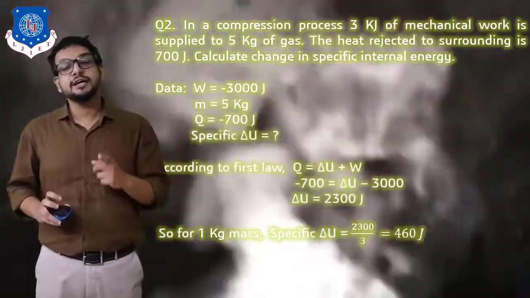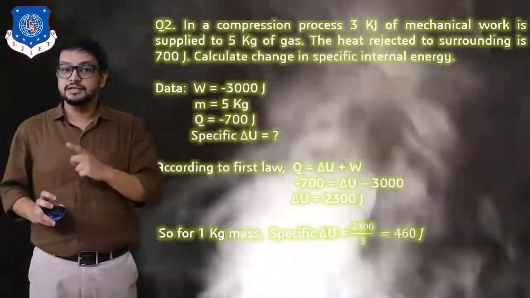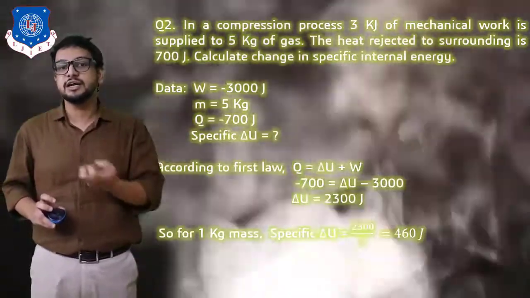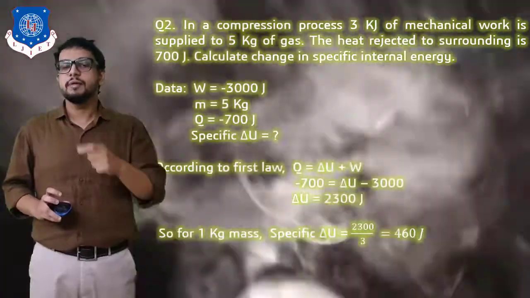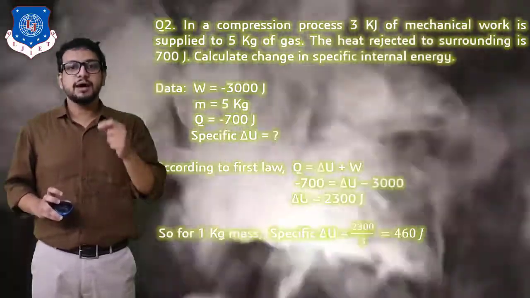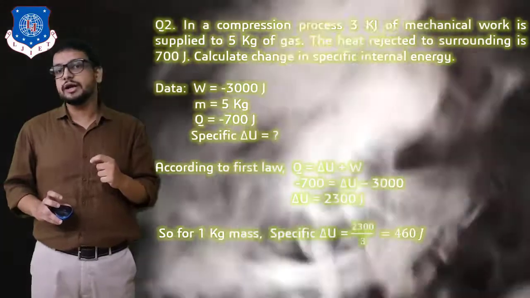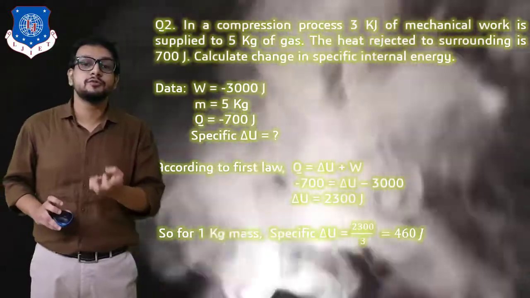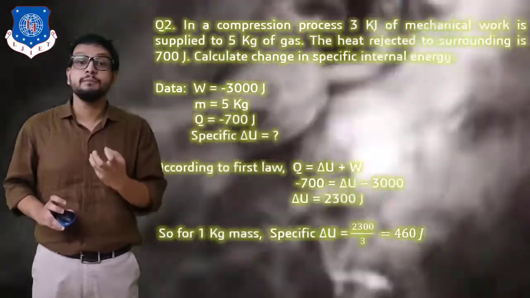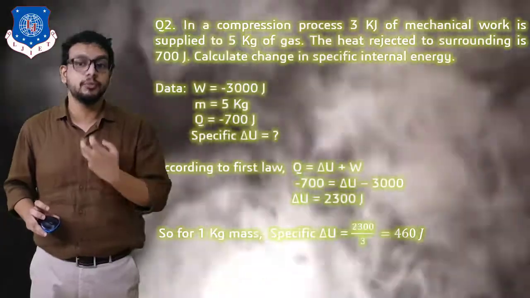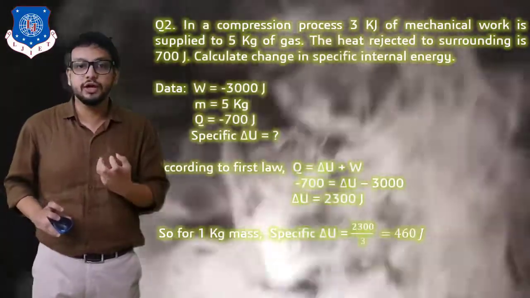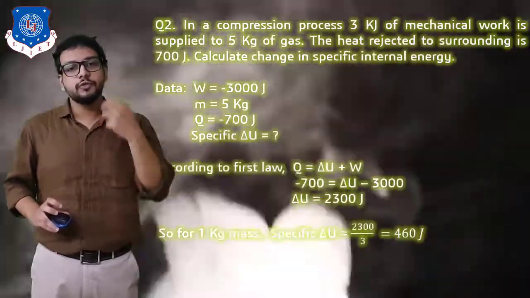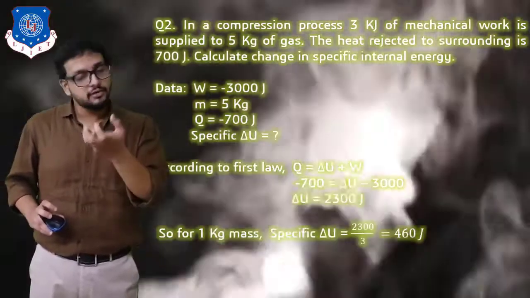Similarly, heat is rejected to the surrounding by the gas, which means the gas has lost heat energy. So it is considered negative. So I have written Q is equal to minus 700 joule. And mass is given, that is 5 kg. Now we need to find out the specific delta U. When a specific term is used, it is for 1 kg of fuel or 1 kg of any fluid. So first of all we will find the internal energy for 5 kg, and then for 1 kg we are going to divide that answer by 5.